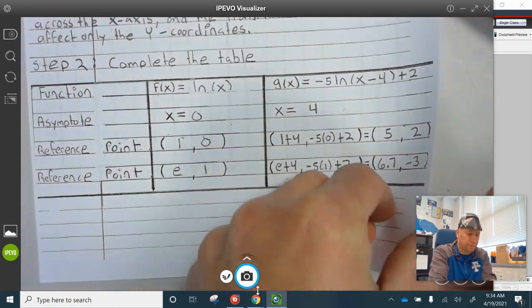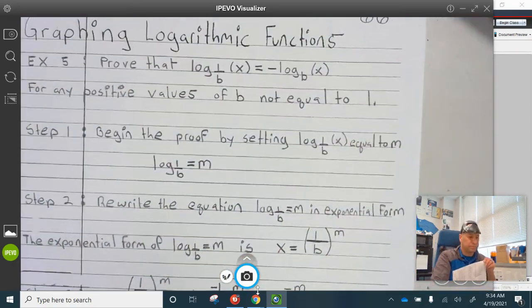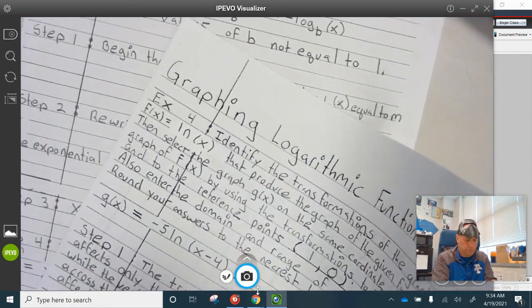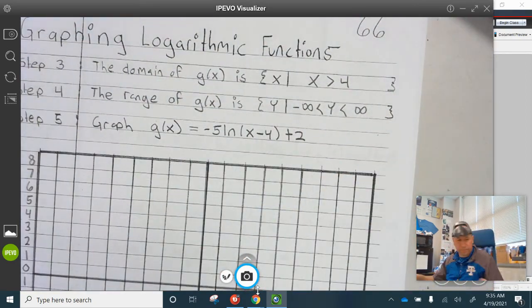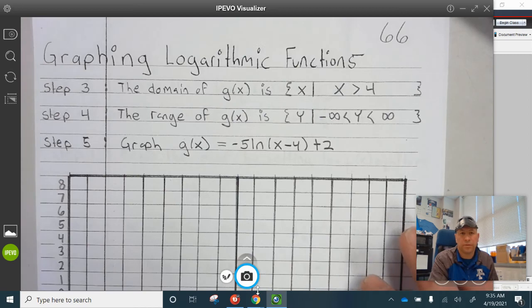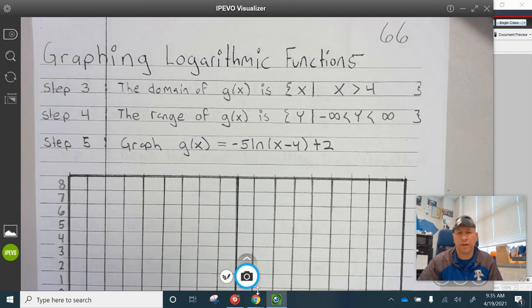Let's take a look at step 3. The domain of g of x is x such that x is greater than 4. Step 4. The range of g of x is y such that negative infinity is less than y less than infinity. Step 5. Graph g of x equals negative 5 natural log of x minus 4 plus 2.